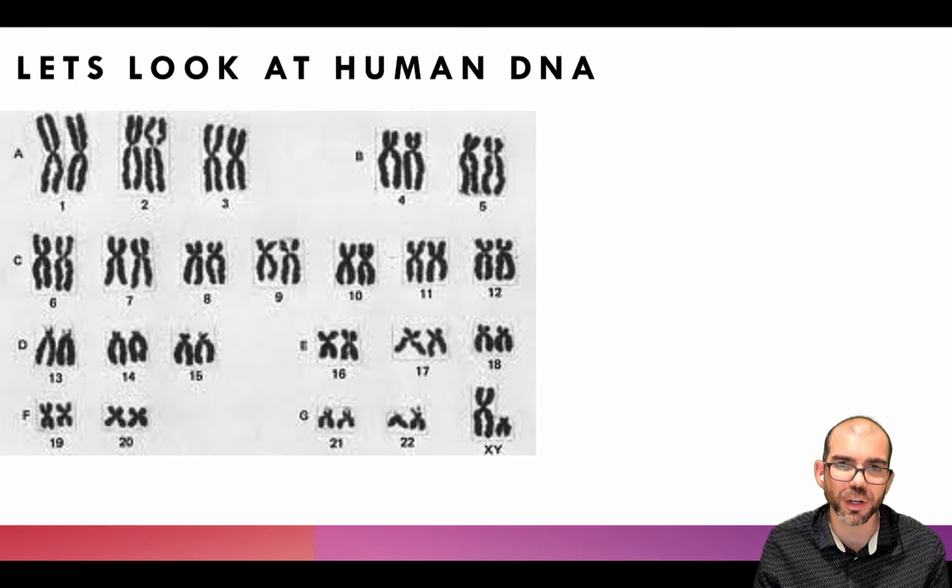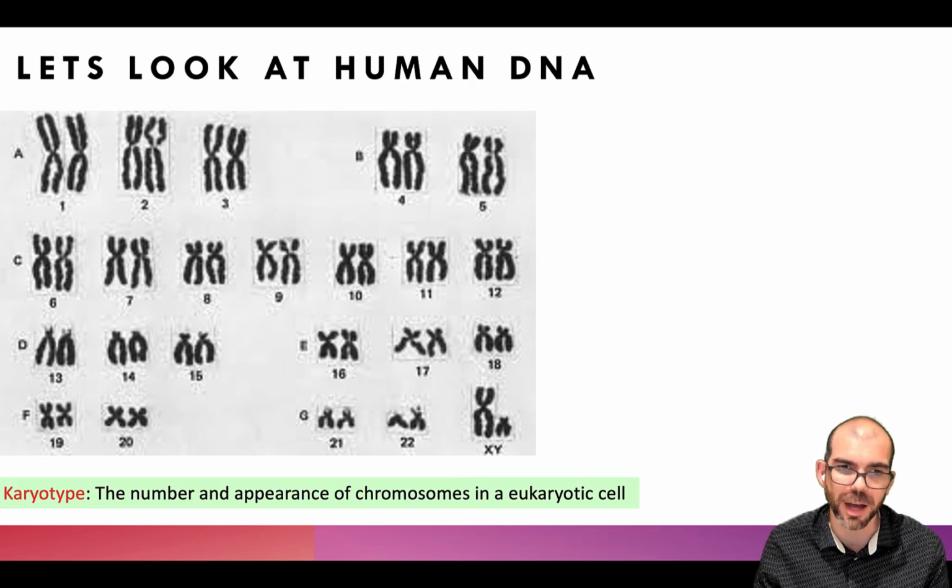Let's take a closer look at human DNA. Here you can see all of our DNA arranged in a picture called a karyotype. A karyotype is just the number and appearance of chromosomes in a cell. The way this picture was procured was a picture of the cell was taken, the chromosomes were cut out, and lined up into the same sized group.